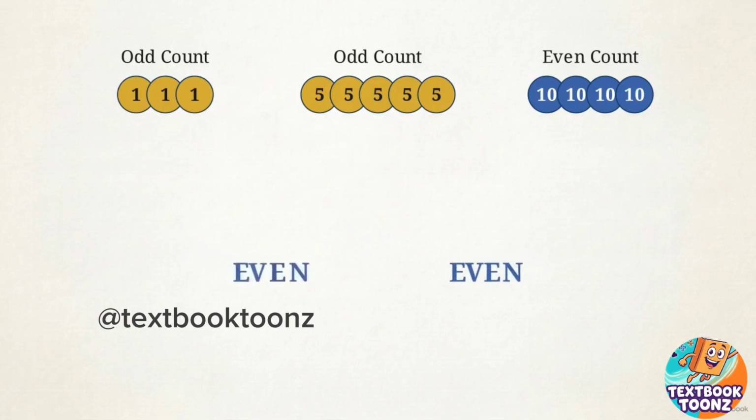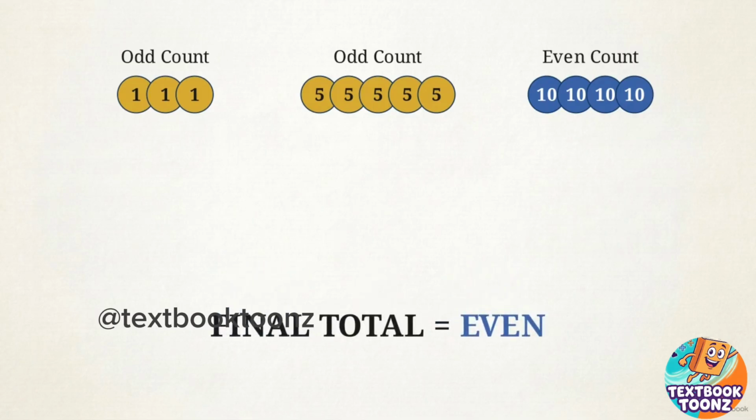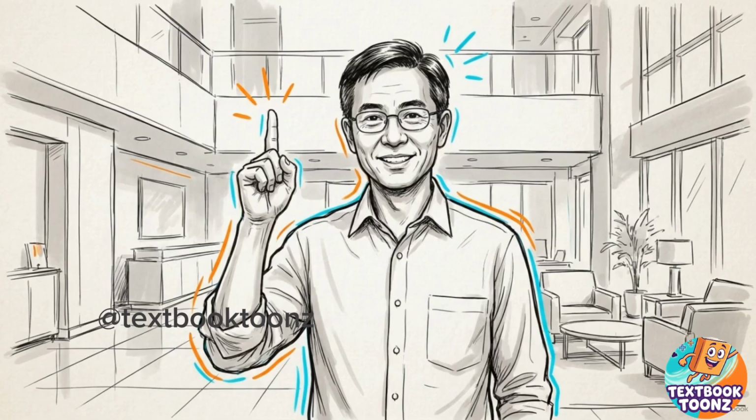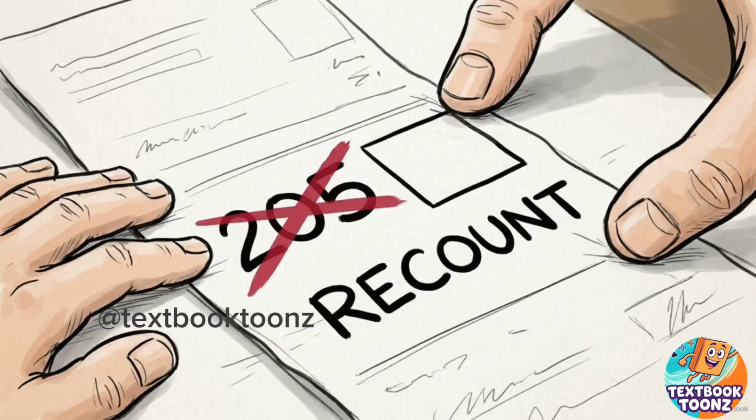When we add them together, the 2 odd piles combine to make an even sum. Adding that to our third even pile means the final total must be even. Lakpa's total of 205 is odd, which is mathematically impossible. By identifying the parity of each part of the problem, we can find errors in the total without ever needing to know the exact number of coins.